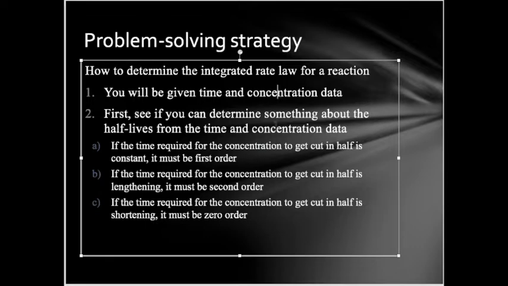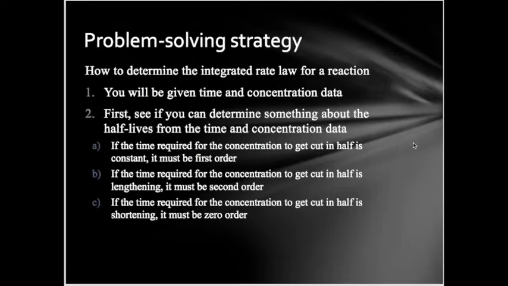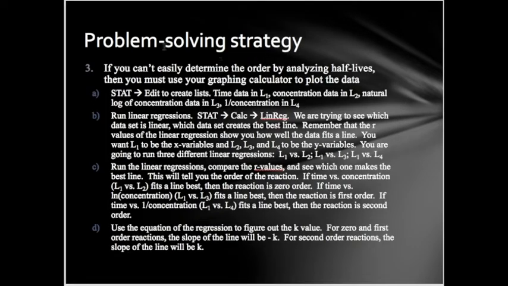again and again? If the time required for the concentration to get cut in half, if the half-life, is constant, it's got to be first order. Boom, we're done. If the half-life is lengthening, it's got to be second order. If the half-life is shortening, it's got to be zeroth order. So we're going to look at our data and see if we can determine something about the half-life. If we cannot, we've got to go on to step 3, which is more complicated.